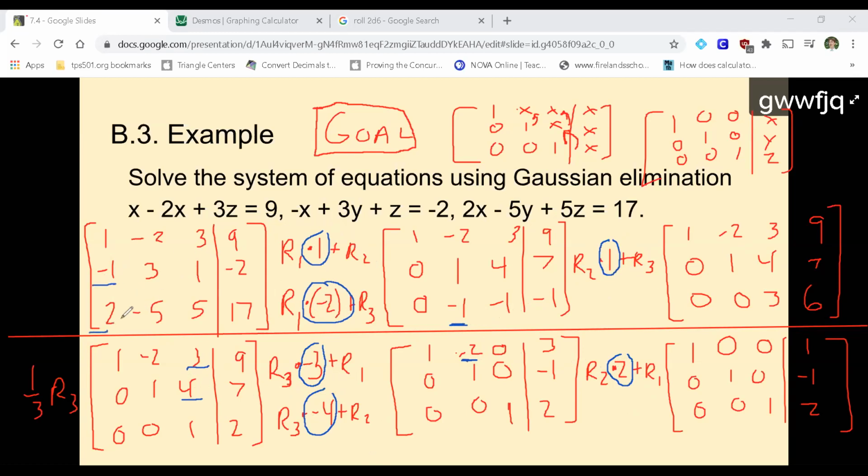Opposite of -1 was 1. Opposite of 2 is -2. Opposite of -1 was 1. Opposite of 3 and 4 was -3 and -4. Opposite of -2 is +2. So it's always just the opposite of whatever you're trying to make into zeros.